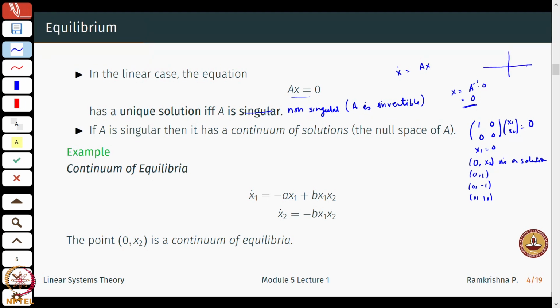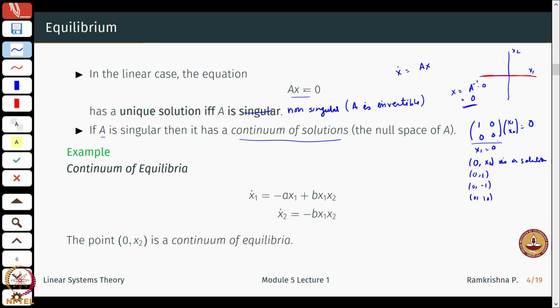Any value of x2 with x1 equal to 0 is a solution. If I were to draw it here, x1, x2. So, x1 is 0 and x2 being any value. So, this entire line is a solution to Ax equal to 0 in this case, which also means that if A is singular, then it has a continuum of solutions. So, this entire line here is the continuum of solutions for the system which is represented by A of this form. This is also the null space of A.